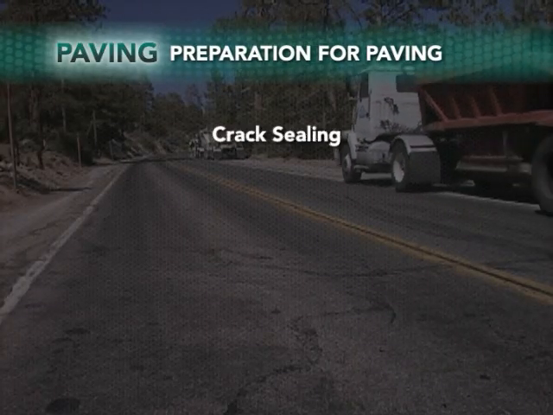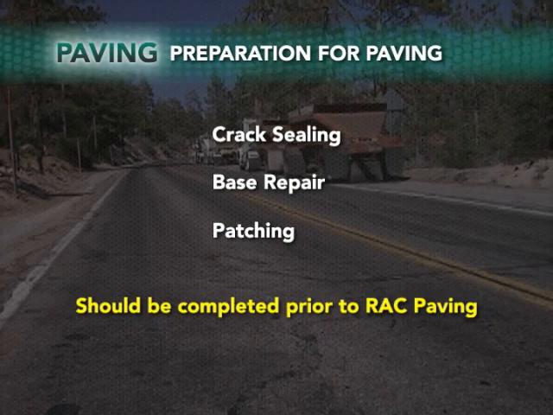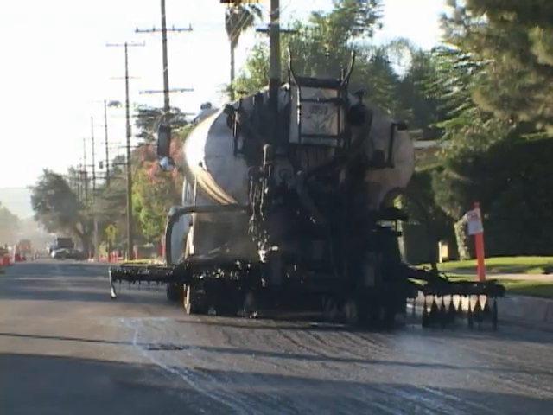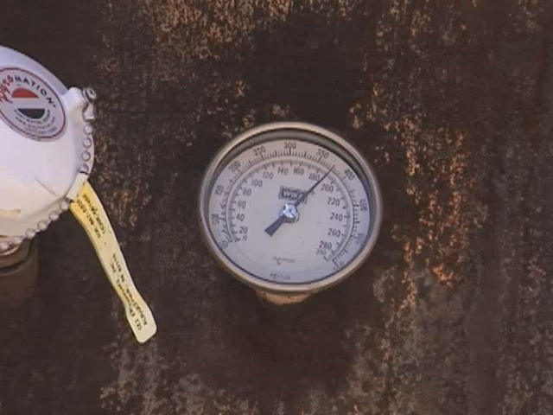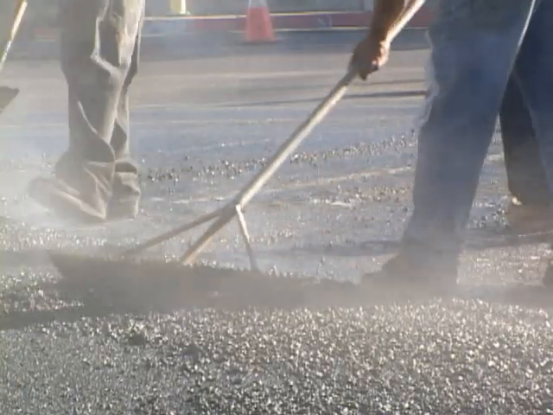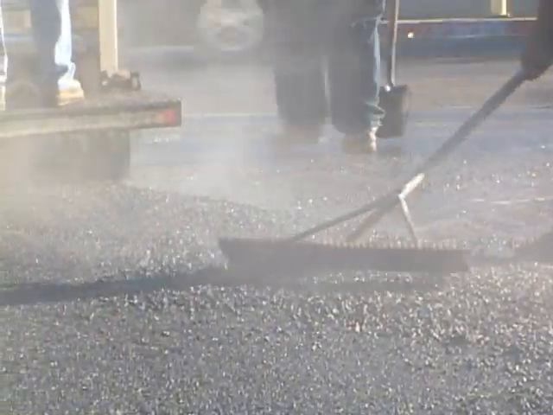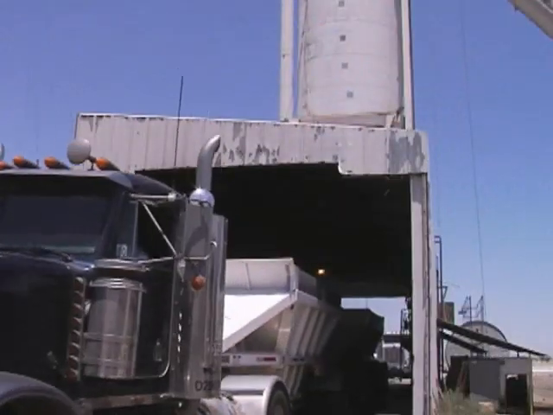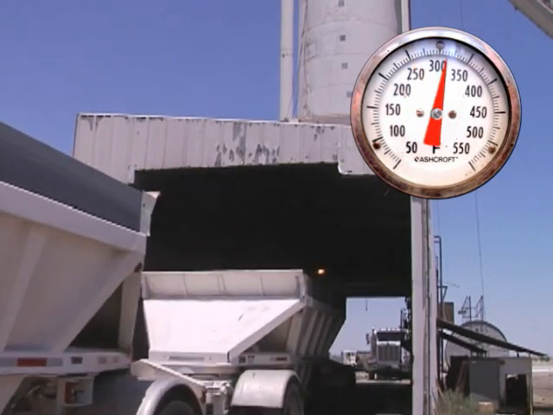Any crack sealing, base repair, and patching should be completed prior to rack placement with conventional materials and mixes. Sweeping of pavement and proper tack coating are critical. Temperature management is essential to successful rack mix placement and compaction. It should be noted that high-viscosity rack mixes are very sticky, have a rubber odor, and are not conducive to large amounts of handwork. Materials must leave the plant at a minimum of 315 degrees Fahrenheit.